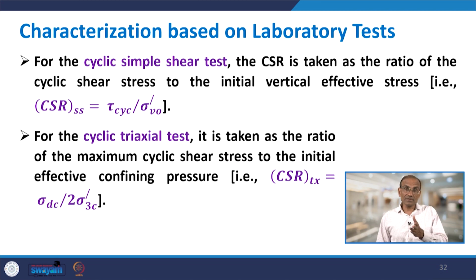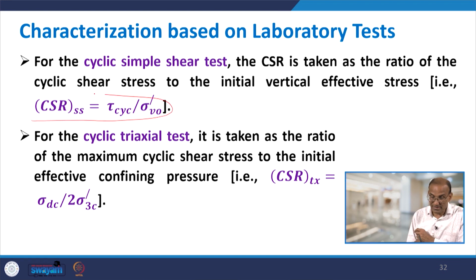So, continuing, this is the last part of this lecture. For the cyclic simple shear test, the CSR, which is called cyclic stress ratio, is taken as the ratio of the cyclic shear stress to the initial vertical effective stress. So, cyclic shear stress is defined by this, and here what is SS? SS denotes the simple shear test, this stress is generated from the simple shear test.